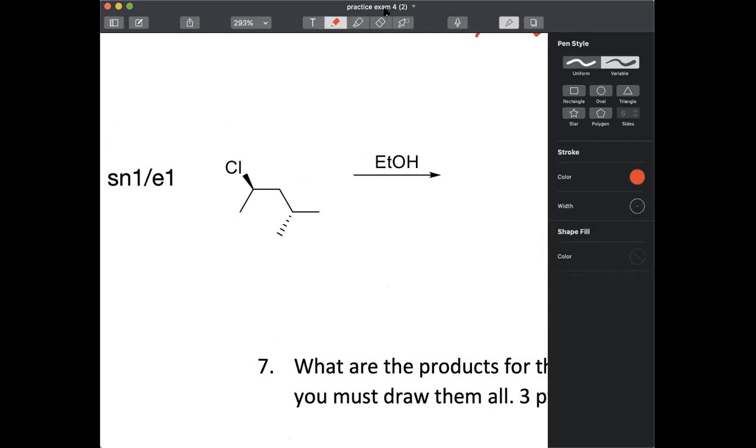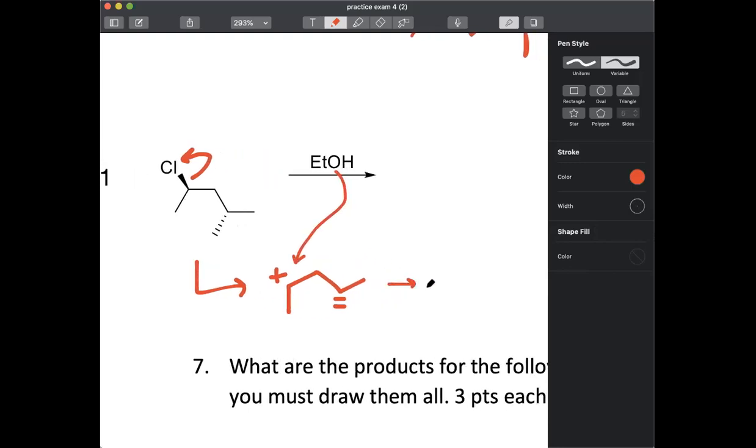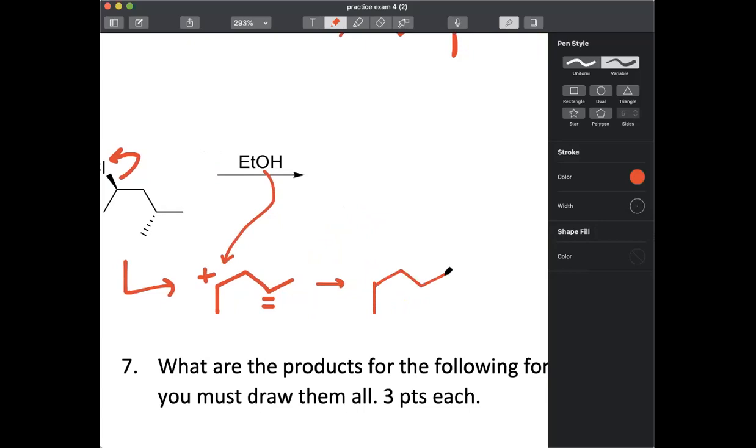All right, so that's the E1, right? So let's do the SN1 product first. Leaving group leaves, right? And then you have a positive charge. What happens next? Yeah, nucleophile attack. And then you have this, right? And then last step.